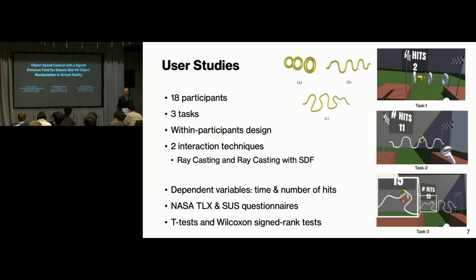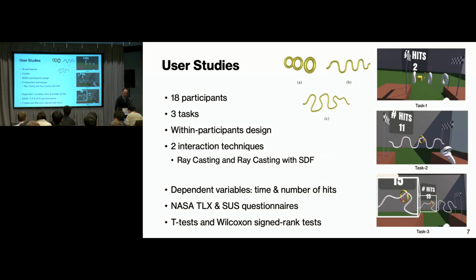So we did an experiment with 18 participants, the 3 tasks that I already showed, within participants design with 2 techniques, either just standard raycasting where the object is basically on a long stick in essence, and raycasting with the signed distance field. And we measured the time and number of hits, and also investigated the user experience through NASA TLX and the questionnaires.